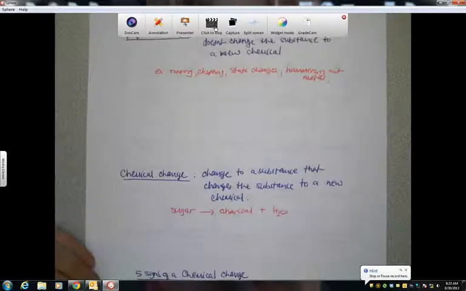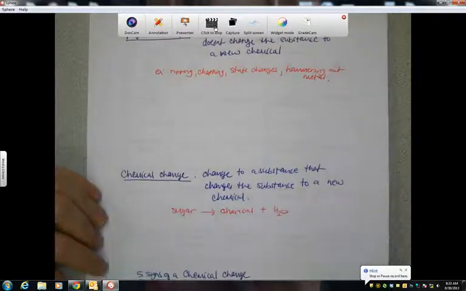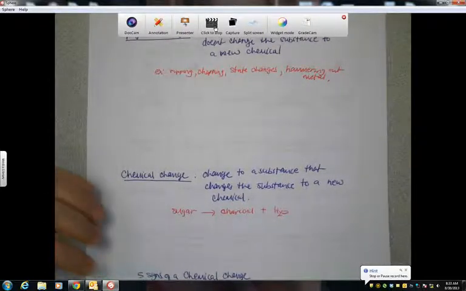So when I made that change, the sugar's white and crystalline, and it tastes sweet, and it's got all these different properties. And when it underwent that change, I turned it into something black and ashy and crispy and water vapor. So, a chemical change. I turned that sugar into two completely different things than what sugar is. That's a chemical change. I'm going to draw a picture of a chemical change for you.